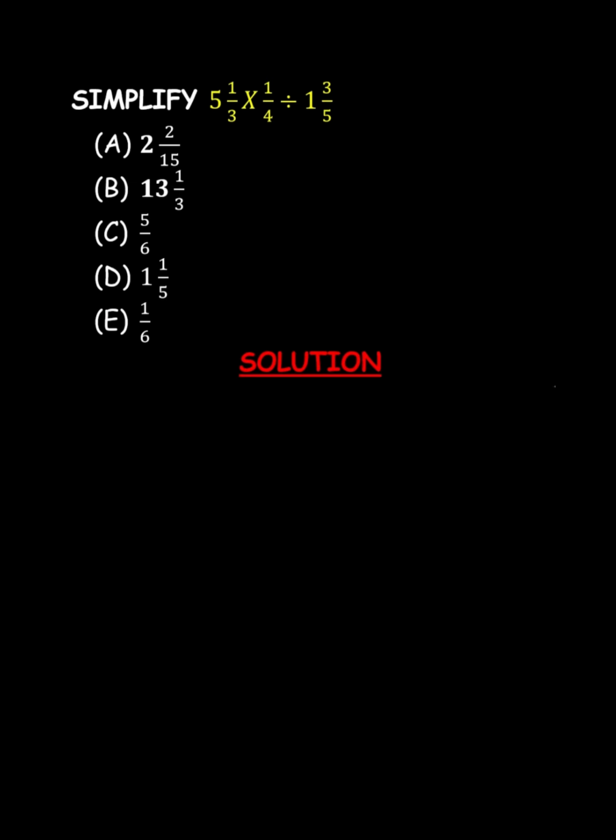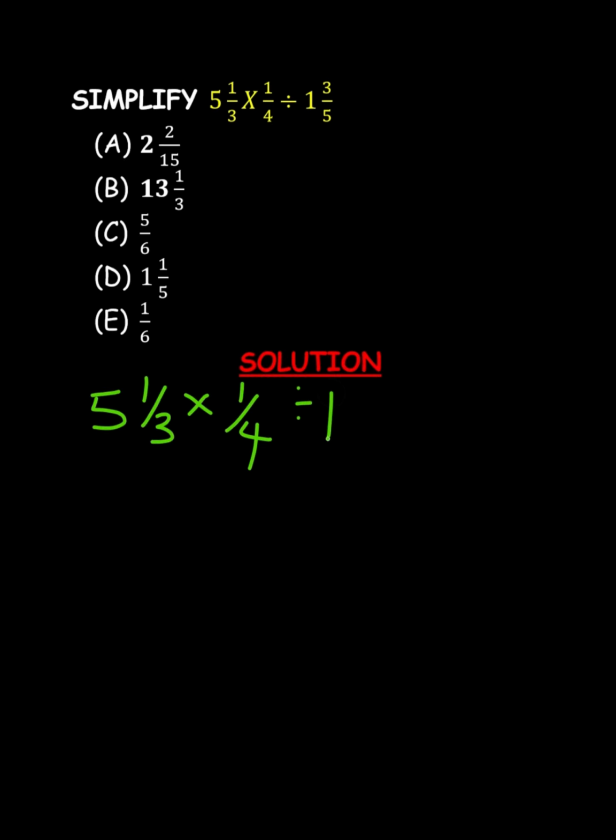Simplify 5 whole number 1 over 3 times 1 over 4 divided by 1 whole number 3 over 5. A. 2 whole number 2 over 15. B. 13 whole number 1 over 3. C. 5 over 6. D. 1 whole number 1 over 5. E. 1 over 6. Solution.